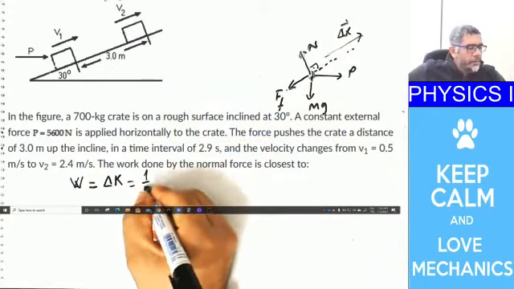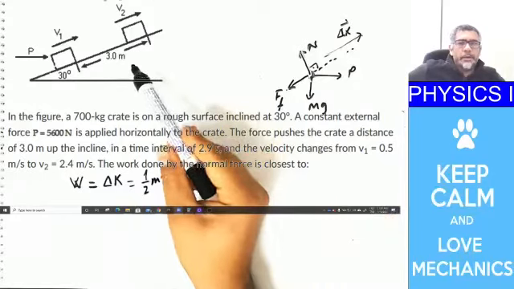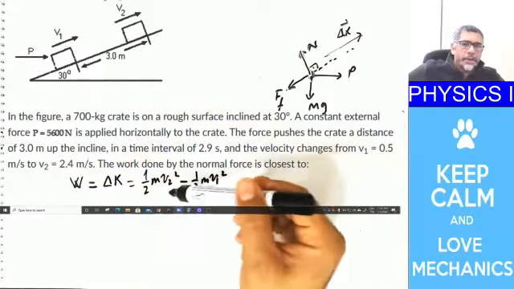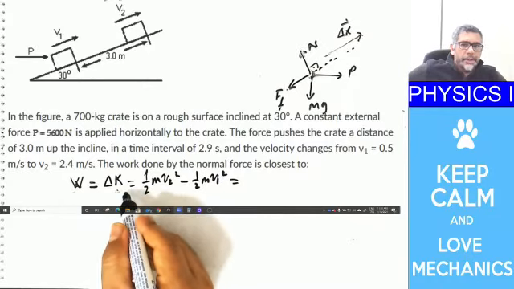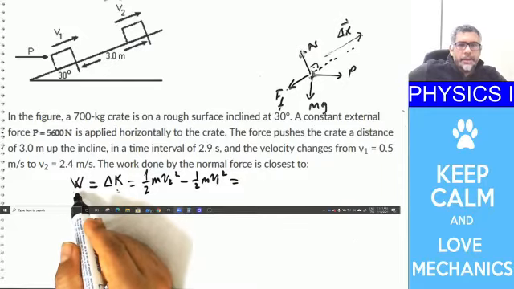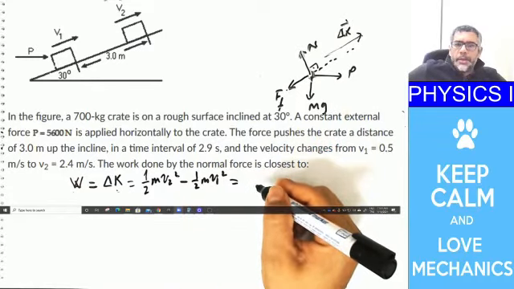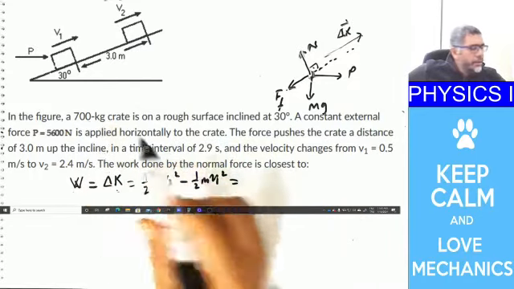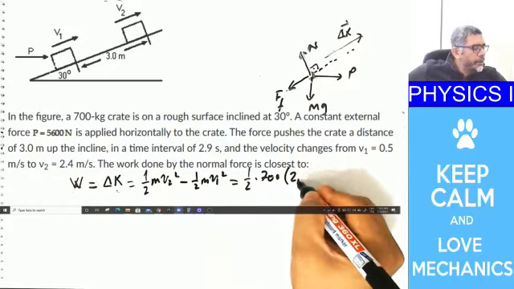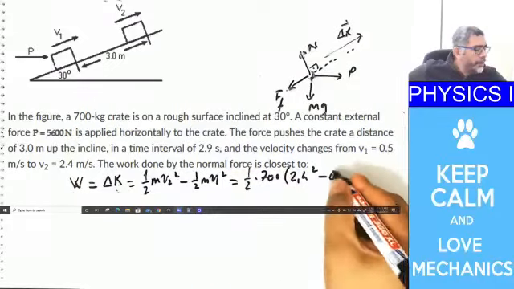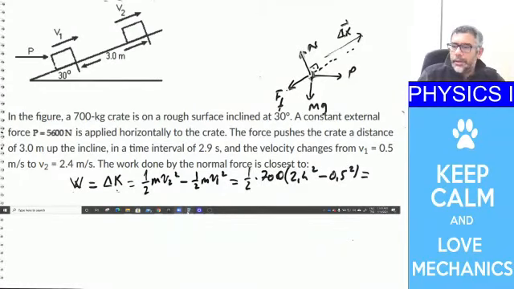It is nothing but 1/2 m v2 squared minus 1/2 m v1 squared. And since the problem gives what v1 and v2 are, we can calculate this change. Let's first calculate the right-hand side of this equation, the change in the kinetic energy. Then we will also calculate the left-hand side, the work done by all these forces during this displacement. What is the mass of the crate? It is 700. So 1/2 multiplied by 700, times V2 squared, which is 2.4 squared, minus V1 squared, which is 0.5 squared. Let me calculate this in my calculator.